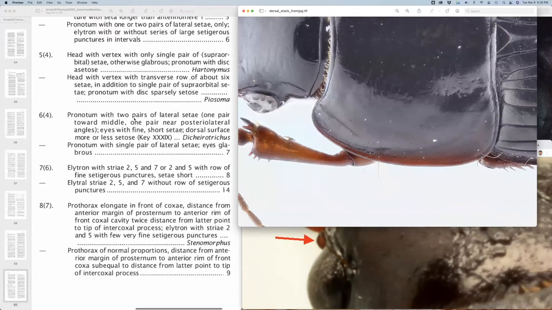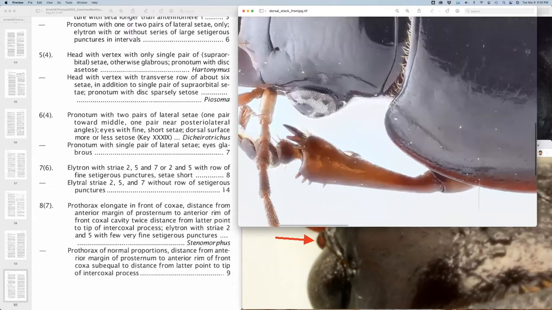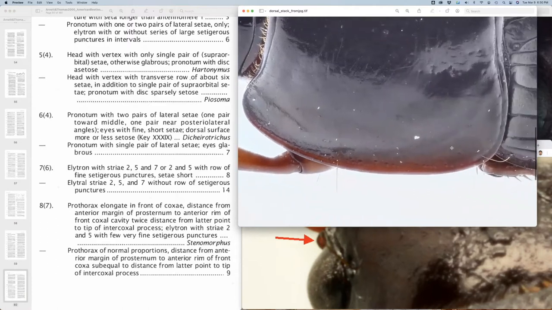Six, pronotum with two pairs of lateral setae, one towards the middle, one at the posterior lateral angles, and eyes with fine short setae, versus only a single pair of lateral setae and eyes glabrous. Now, if I was going to quickly look, one, two, but wait a second, this eye here, there's no seta coming off of it. This is glabrous. This would at first seem to not fit this couplet. Well, that means we have to take a closer look.